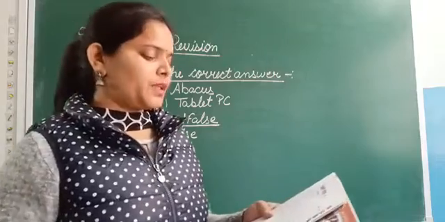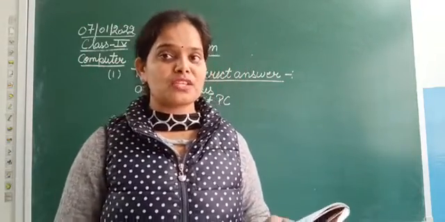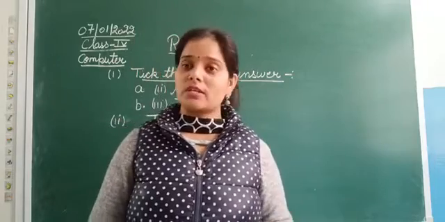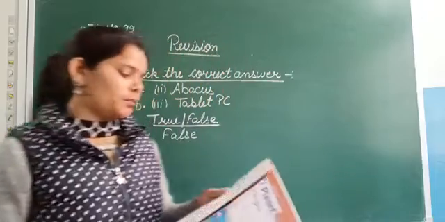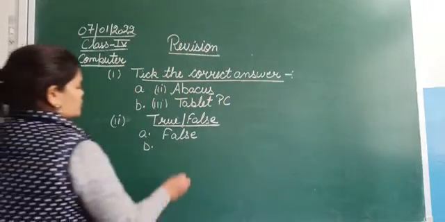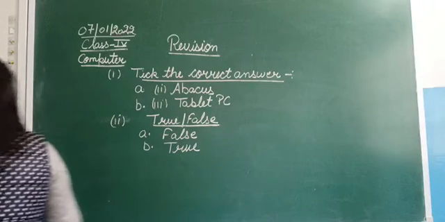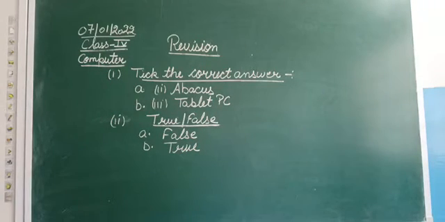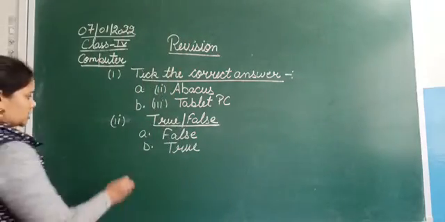Moving to the B1. The B is: the first supercomputer was Cray 1. So what was the first supercomputer? Was it Cray 1? Yes. So Cray 1 was the first supercomputer. That is true. So the B statement is completely true. Okay, so this is the answer for the true false and the tick the correct options. Moving next to the third one.